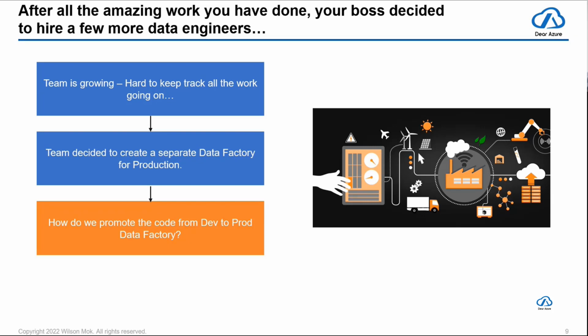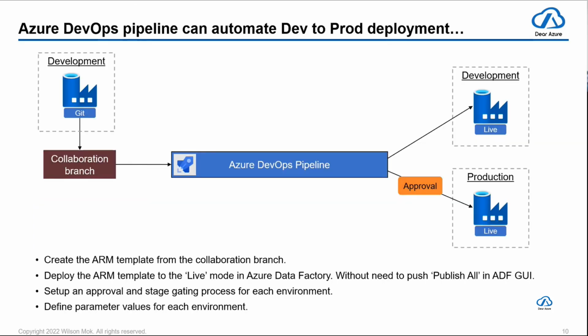And we can also limit the number of people that have access to the production data factory as well. So, that eliminates some of the access concern. Now, with that, one of the big challenges that we will have is how do we promote the code from our development data factory into the production data factory. So we will do that through the Azure DevOps pipeline.